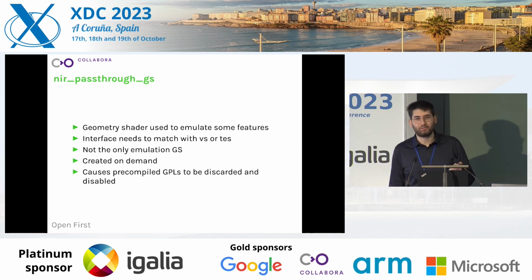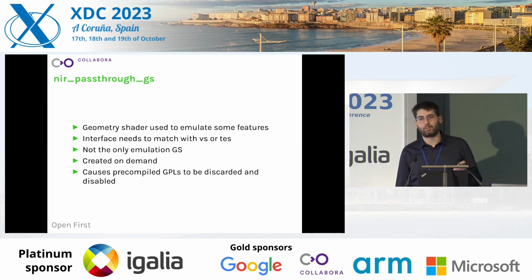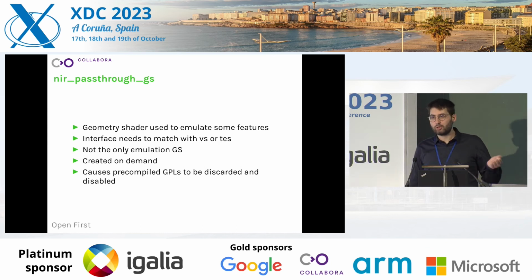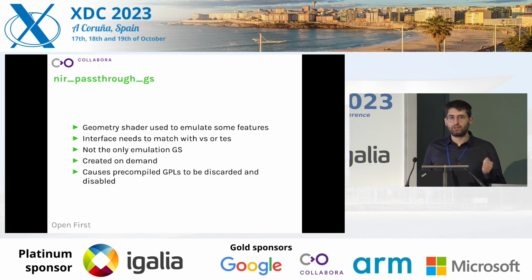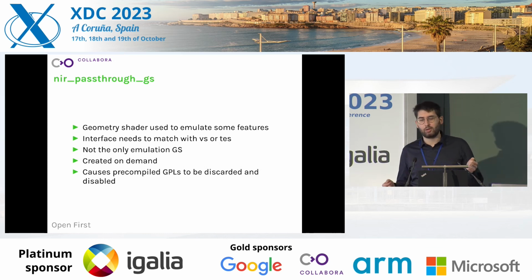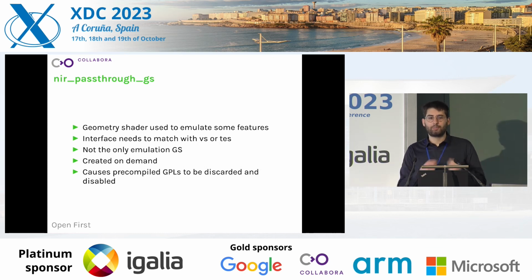Another problem is called NIR pass-through GS. This is a geometry shader that, as the name implies, is supposed to act like a pass-through, which is surprisingly hard, because when you enable geometry shaders, a bunch of features just don't work anymore. You need to emulate them. Also, there are other geometry shaders that are used for emulating quads, for example, and there are also passes done on geometry shaders. So the problem is this pass-through GS is created on demand. Whenever it's needed, it gets bound.